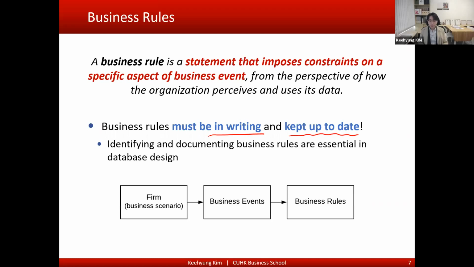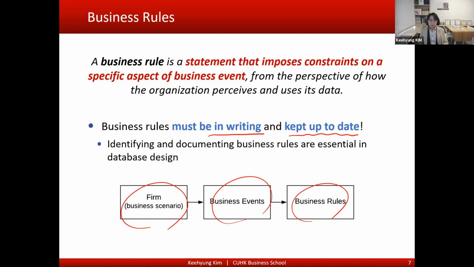So basically, you can think about this. There's a firm or organization or institution, and this firm will have several business events. While they are operating some business, several things may happen. We call those business events. After you identify business events, for each business event, you have to infer appropriate business rules. So those will be the basic steps.